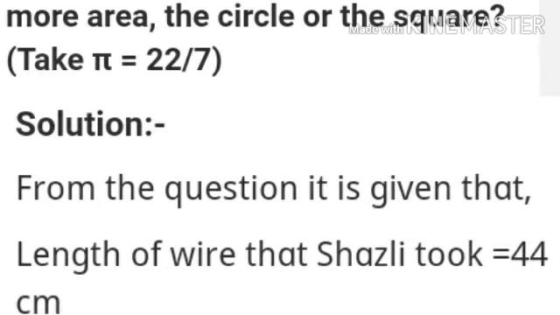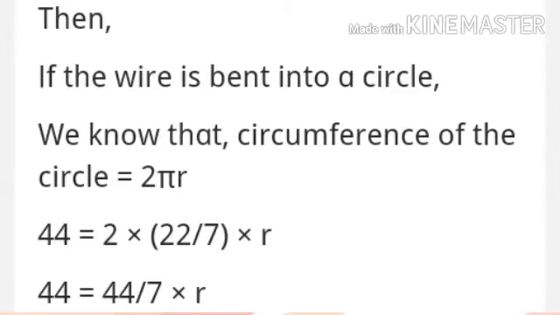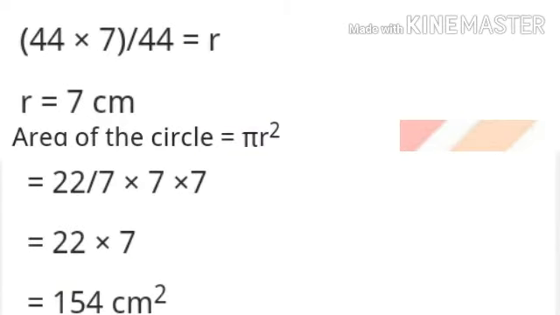From the question, it is given that the length of wire that Sajli took is 44 centimeter. So, if the wire is bent into a circle, we know that the circumference of the circle is equal to 2 pi r. So, 44 is equal to 2 into 22 upon 7 into r. So, 44 is equal to 44 upon 7 into r. So, r is equal to 44 into 7 upon 44. 44 cancel. So, r is equal to 7 centimeter. So, radius is equal to 7 centimeter.